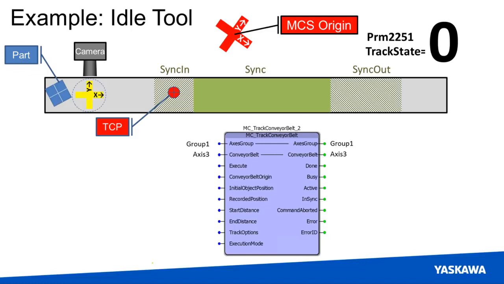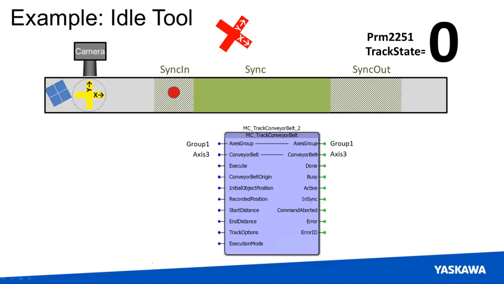Well, first, let me explain what we're seeing on the screen. I have a part that's shown as a big blue box. I have a camera that's going to be my sensor in this particular case. I have a tool that's waiting at the middle of the sync in zone. You can see my MCS origin is shown there as well. That's where, say, the base of the robot is. And I'm also showing the track state there in a nice big number that we'll see the purpose of in a second. But how am I going to fill in this MC track conveyor belt function block so that we get a good conveyor track?